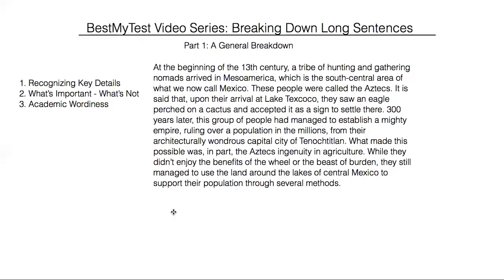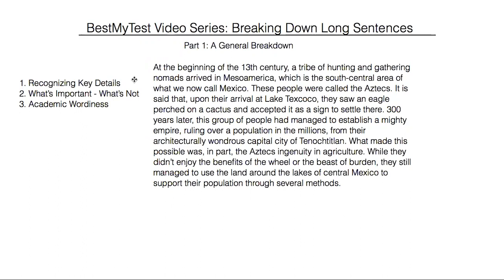So I've added a passage here from a TOEFL reading passage to give us something to work with as we work through some of the points in this video. The first point I want to discuss today is recognizing key details in a reading passage. You're going to have a lot of reading to do, and you might be worried about these long sentences that are all going to have long details and important points. You don't want to miss anything out.